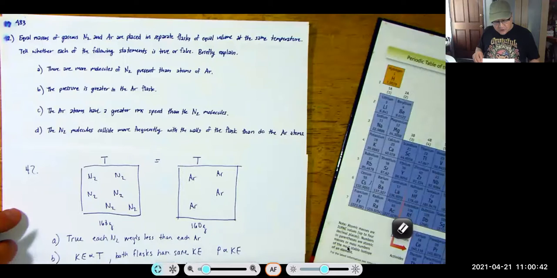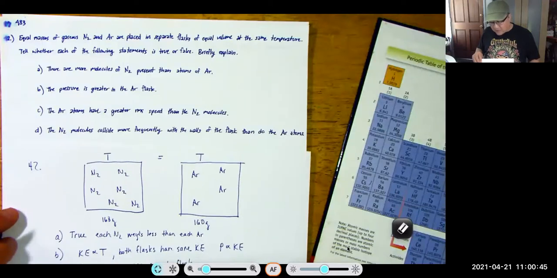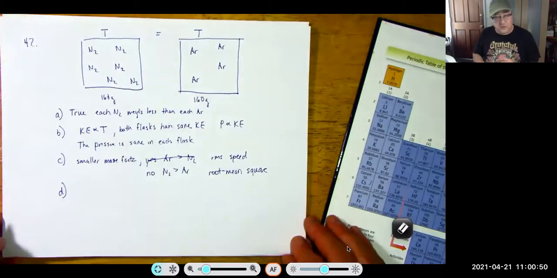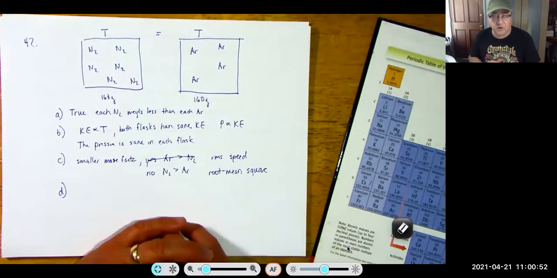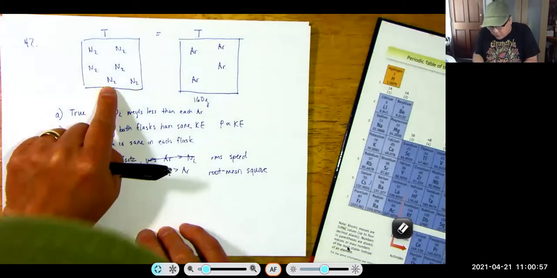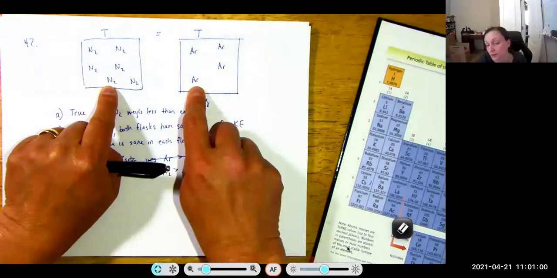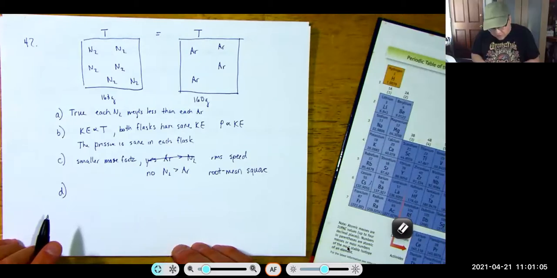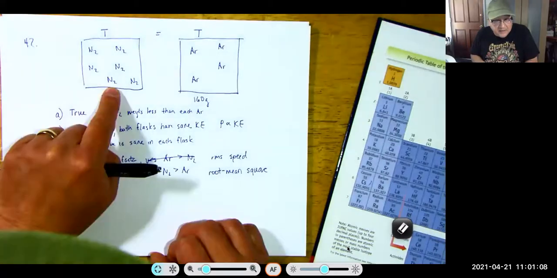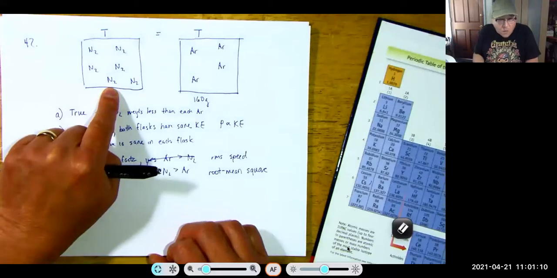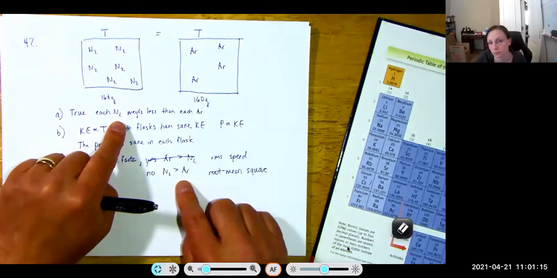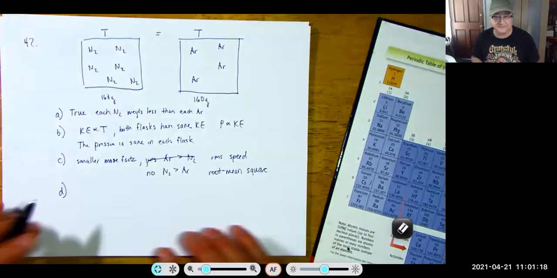The N2 molecules collide more frequently with the walls of the flasks than do the argon atoms. So do the nitrogen molecules collide more frequently than the argons? Meaning, does that nitrogen collide with the walls more than that argon? Seems like they would. Why? Because there's more of them. No, faster. That one hits the wall more frequently than that one. We don't care how many there are. So yeah, because it's faster. That's it.